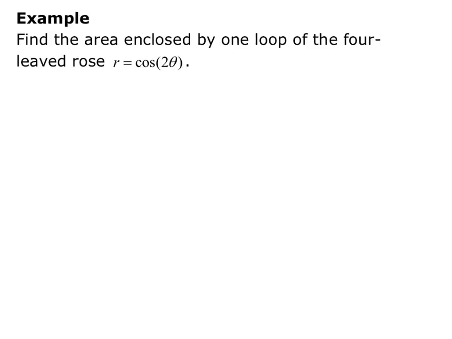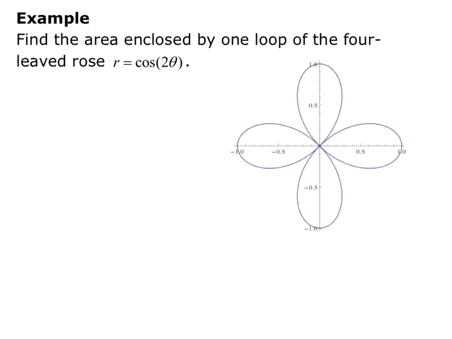So here's our example. We want to find the area enclosed by one loop of the 4-leaved rose r equals cosine of 2 theta. So we have our graph. It has 4 leaves: one on the positive x-axis, one centered on the negative x-axis, one on the positive y-axis, and one centered on the negative y-axis. So we have a lot of symmetry going on here, which we might be able to use.